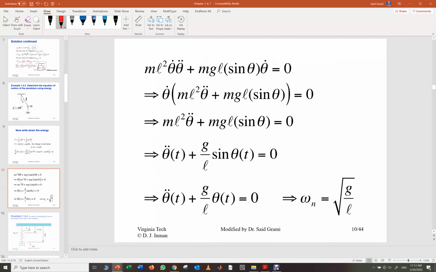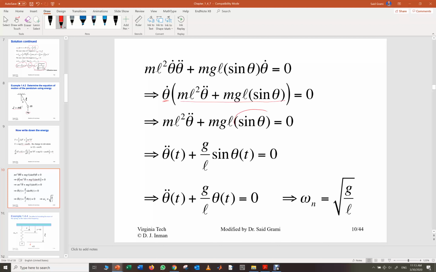Now we continue the derivation. So m l square theta dot theta double dot plus mgl sine theta theta dot equals 0. We put theta dot in factor, so we get theta dot times (m l square theta double dot plus mgl sine theta) equals 0. Since theta dot cannot be equal to 0 all the time, this quantity should be equal to 0. So we get m l square theta double dot plus mgl sine theta equals 0.